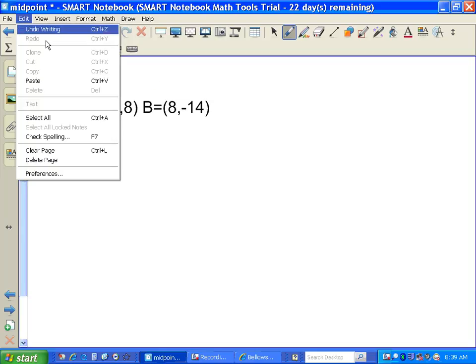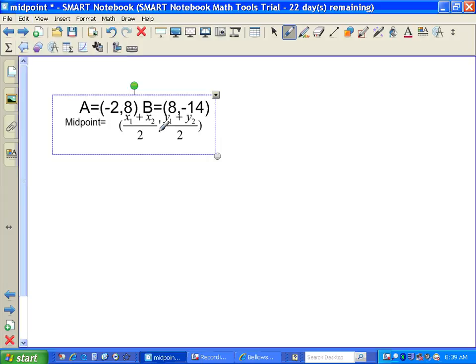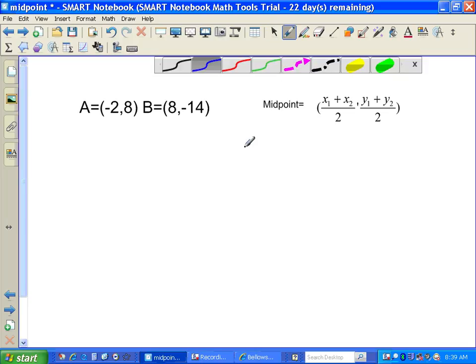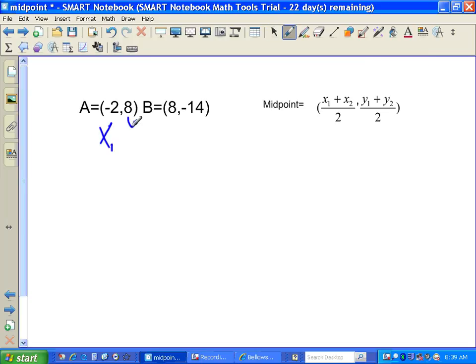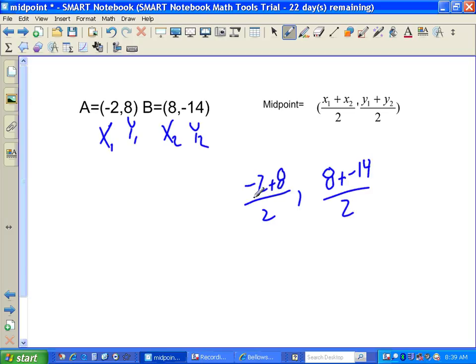You can pause and work through it yourself, and then come back and join me, or you can watch and do this one, and then I'll suggest you pause on the next one. Okay, x1, y1, x2, y2. Add them up. -2 plus 8 divided by 2. What is that? 8 plus -14 divided by 2. That's going to be the coordinates of the midpoint. Add the x coordinates, divide by 2. Add the y coordinates, divide by 2.